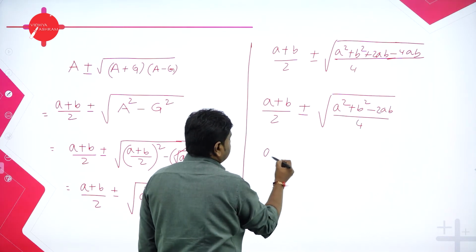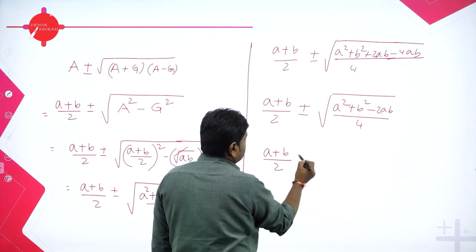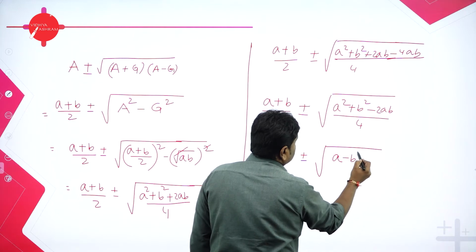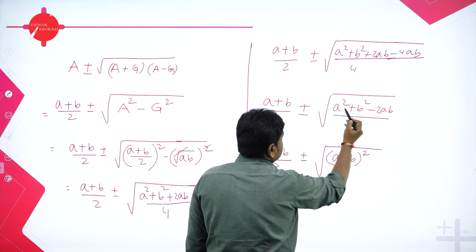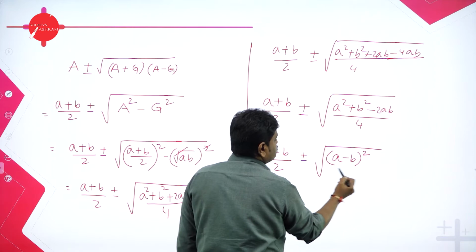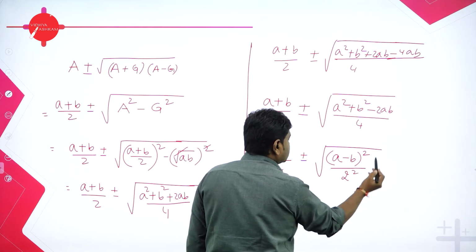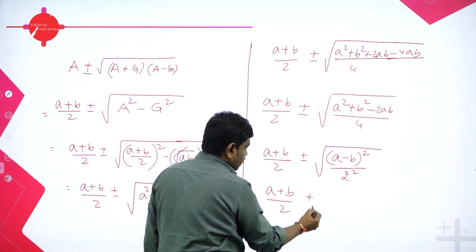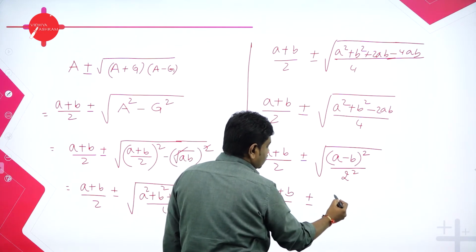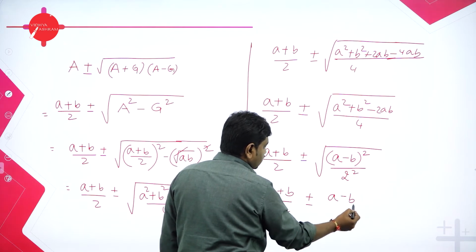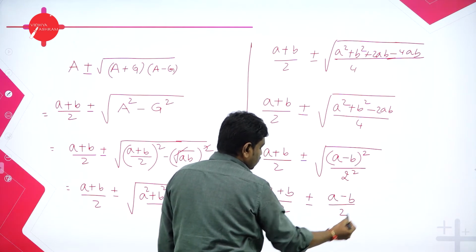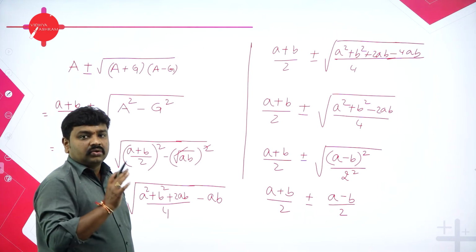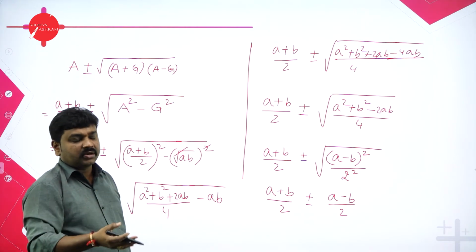Further that is (a plus b) by 2 plus or minus root of (a minus b) the whole square by 4. You know a square plus b square minus 2ab is (a minus b) the whole square. 4 can be written as 2 square. So that is (a plus b) by 2 plus or minus the square root of (a minus b) the whole square by 2 square, which is just (a minus b) by 2. Now we have two cases. We'll split them and we'll get the two numbers. One number should become a, the other number should become b when you solve it.